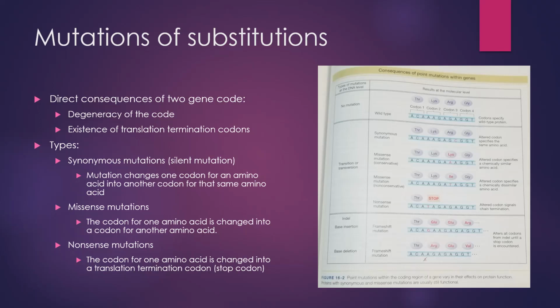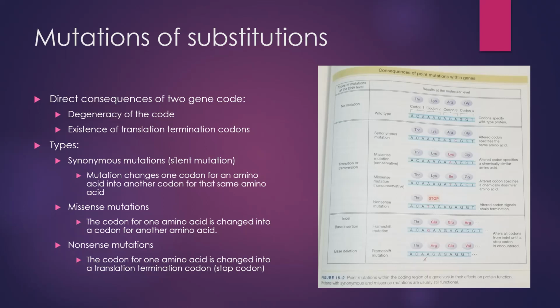This mutation changes one codon for an amino acid into another codon for the same amino acid. The second type of mutation is called missense mutations. This mutation is defined by a codon for one amino acid being changed into a codon for another amino acid.